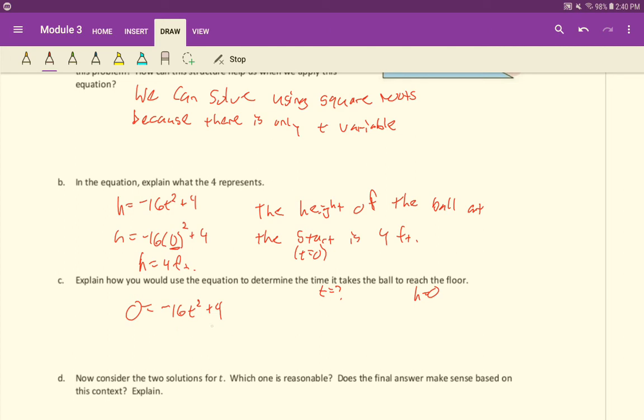And we'll do that by subtracting 4 on both sides. We get negative 4 equals negative 16t squared. And then we will divide both sides. So we'll get negative 4 over negative 16 equals t squared, or t squared equals 1 over 4. Square root both sides, and get t equals plus or minus 1/2. Sorry, the square root of 1/4 is 1/2.